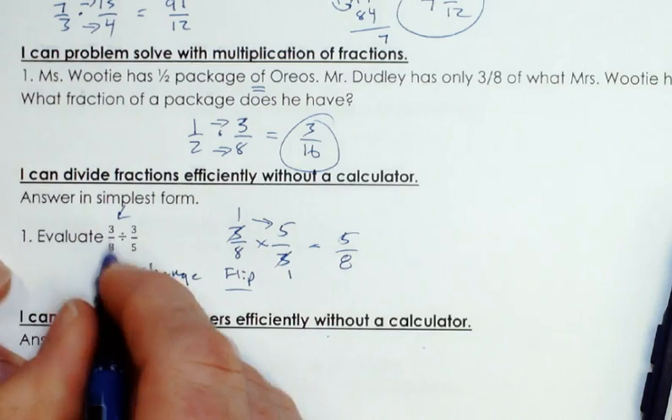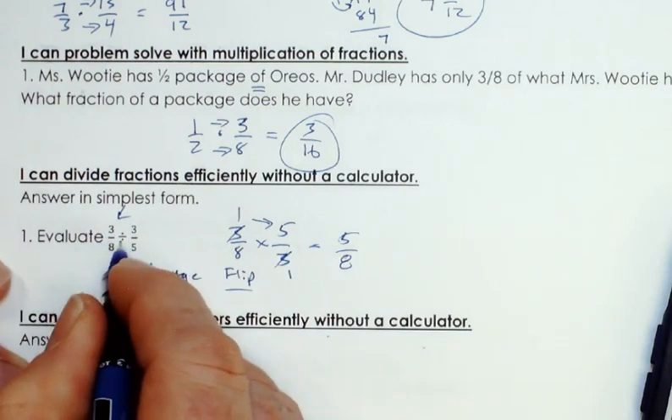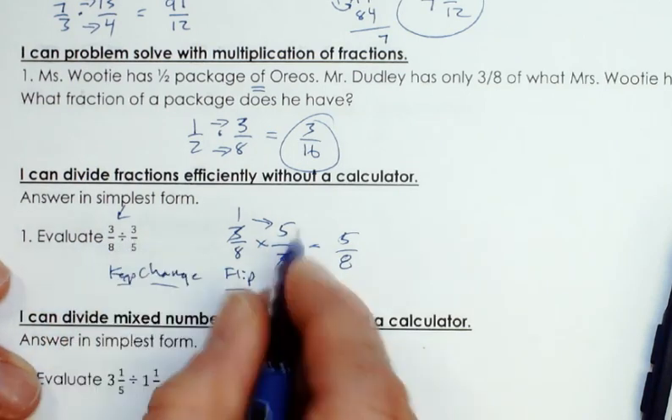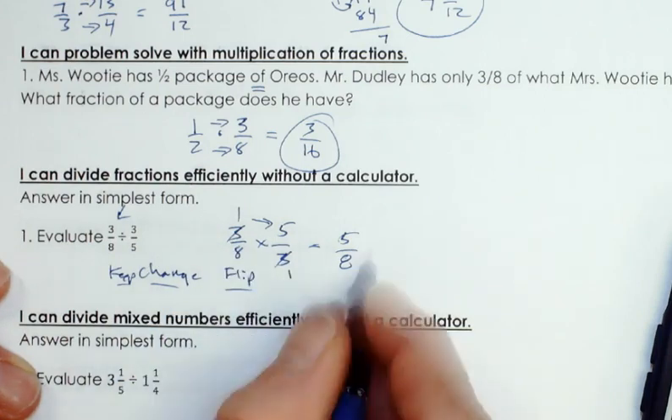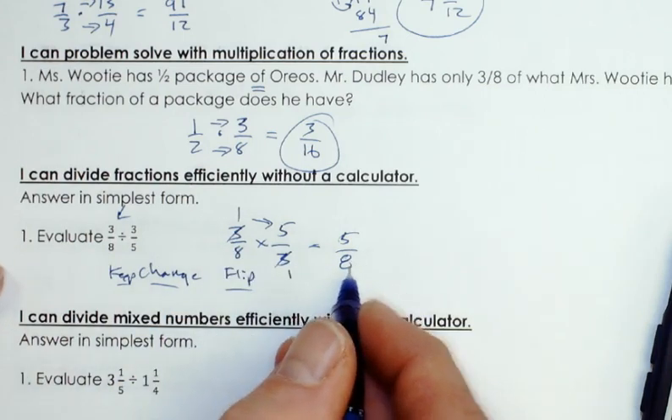One more time. You keep it, 3/8. You change the sign to multiplication. You flip this one to 5/3. Divide, multiply across. You get 5/8 is your answer there.